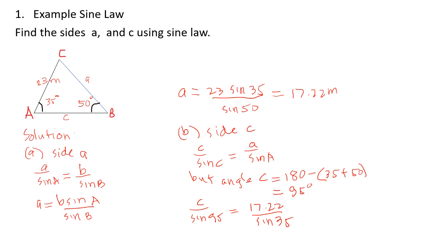And c equals 17.22 sine 95 over sine 35, or c equals 29.91 meters.